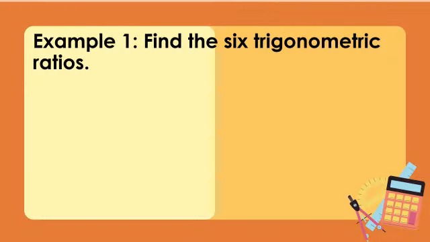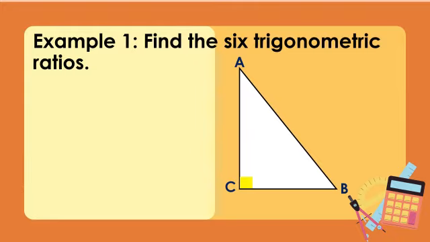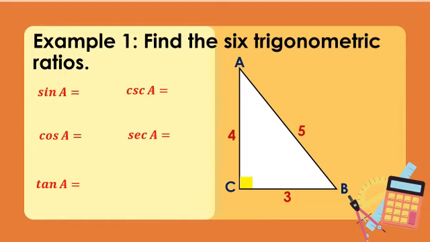Let's now have the first example. Find the 6 trigonometric ratios. Given here is triangle ACB wherein side A is 3, side B is 4, and side C is 5. So we need to find sine A, cosine A, tangent A, cosecant A, secant A, and cotangent A. So we will focus only on angle A.